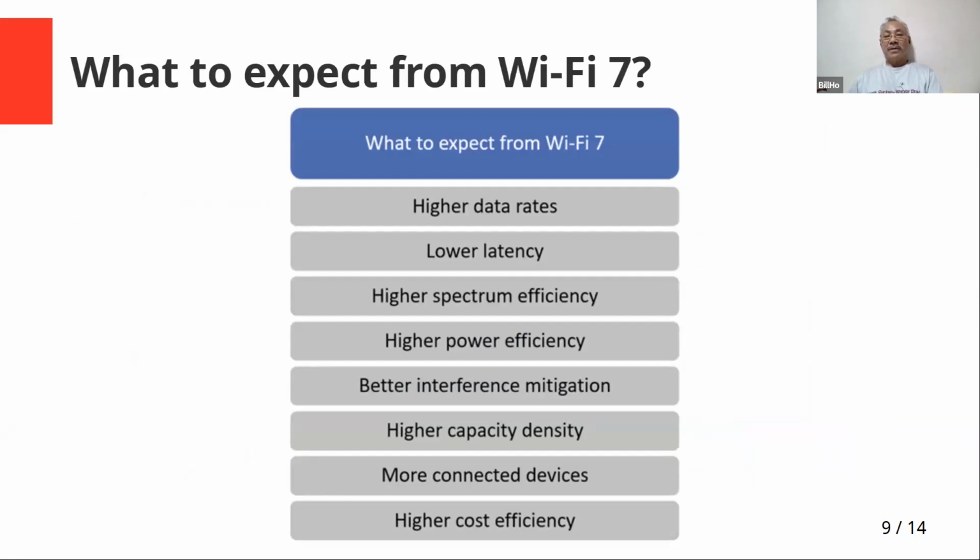You expect Wi-Fi 7 to have a higher data rate and low latency. The high data rate is up to about 46 gigabit per second, and then they have very low latency, higher spectrum efficiency, higher power efficiency.